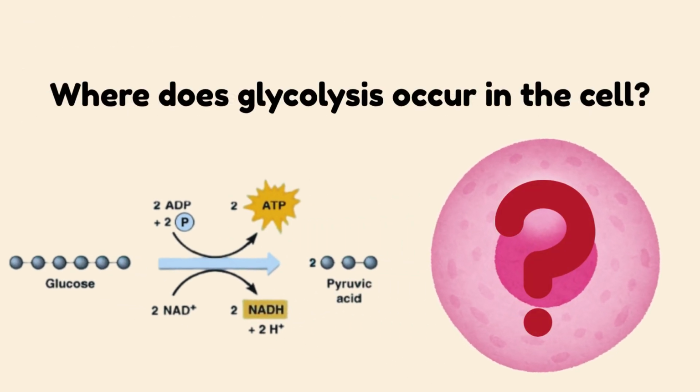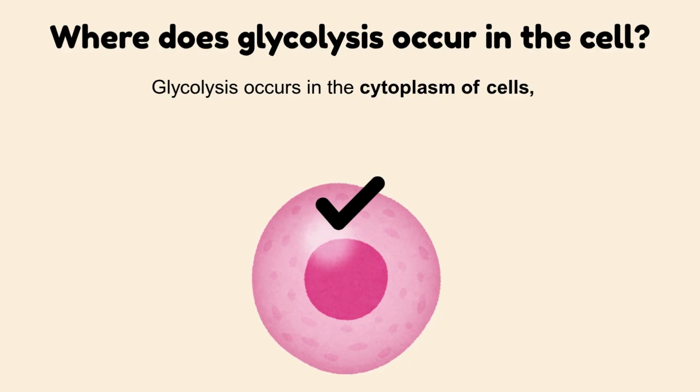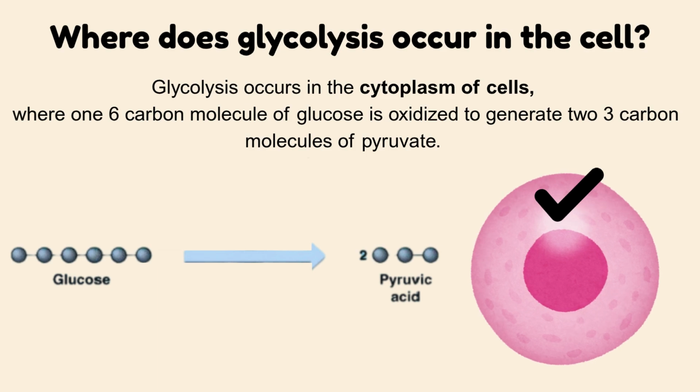Where does glycolysis occur in the cell? Glycolysis occurs in the cytoplasm of cells, where one 6-carbon molecule of glucose is oxidized to generate two 3-carbon molecules of pyruvate.